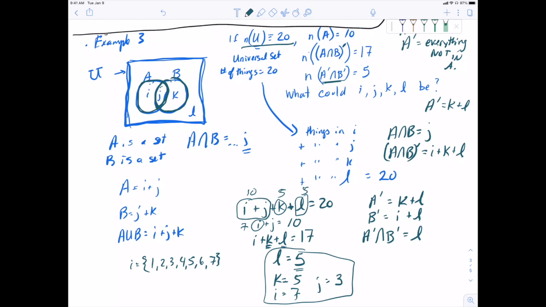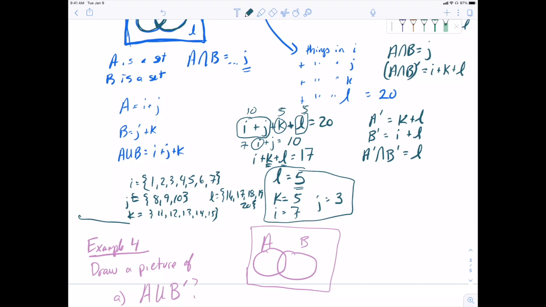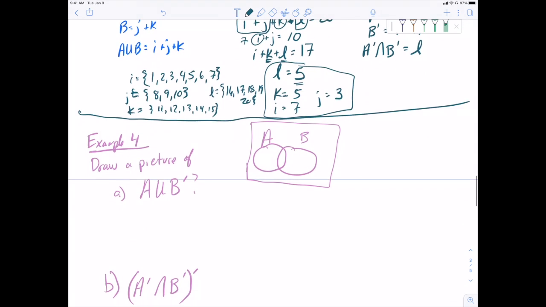And J has got 3 things in it, and it's got to be different things. It can't be the same things. So it could be 8, 9, and 10, because it's got 3 things. And then K has got 5 things in it, so it could be 11, 12, 13, 14, and 15. L has got 5 things in it, so it could be 16, 17, 18, 19, and 20. Okay, so hopefully that makes sense. Let me know if that doesn't make sense.